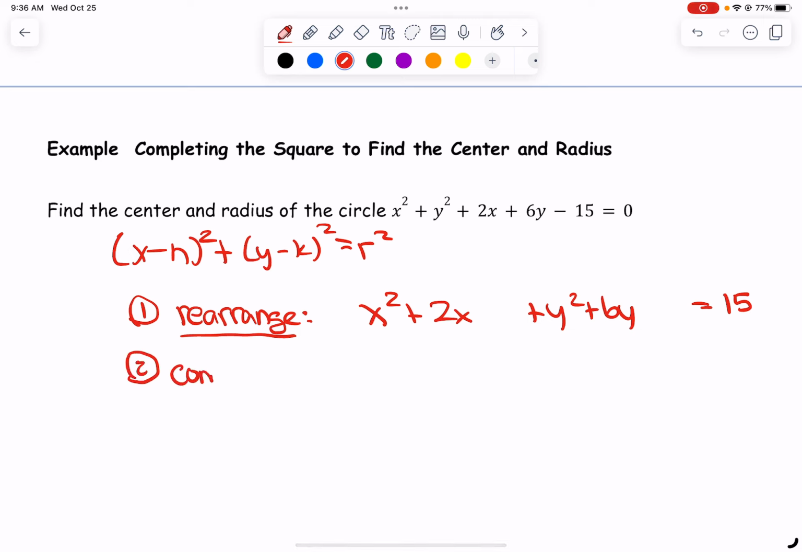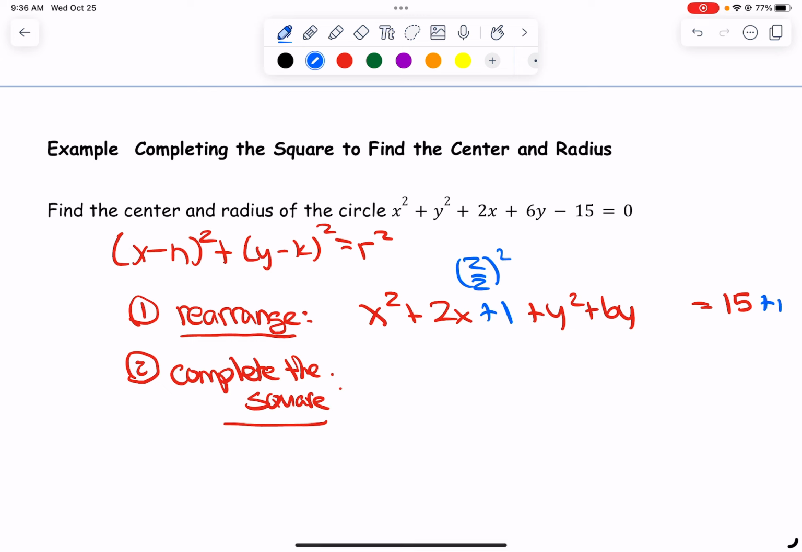Step 2, just like we did with parabolas, we're going to complete the square. So for our x's, we're going to take 2 over 2 and square it. That gives us 1. For the y's, we're going to take 6 over 2 and square it. That gives us 9. Notice that I'm adding 1 to both sides and adding 9 to both sides.